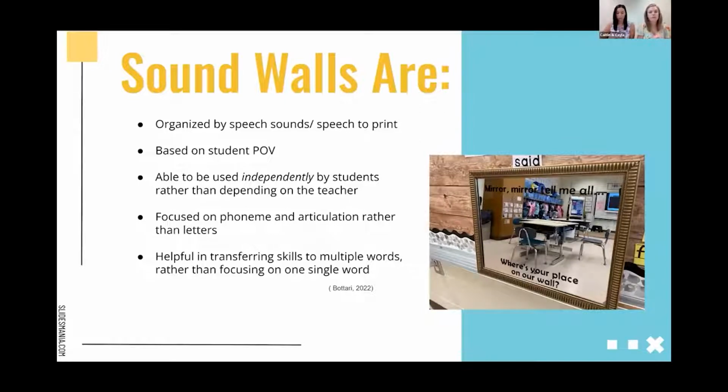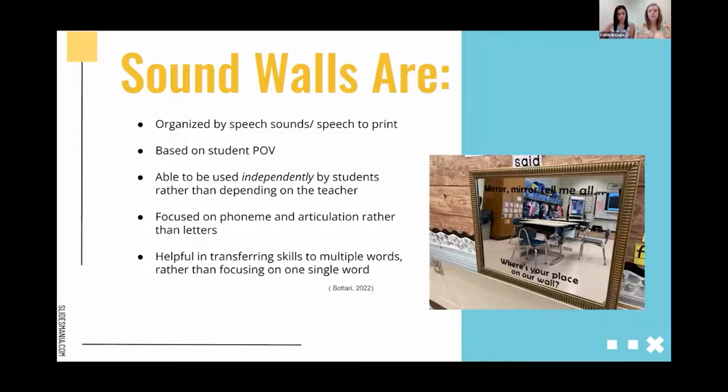Sound walls have a focus on phoneme and articulation rather than letters, and they're helpful in transferring skills to multiple words rather than focusing on one single word, which a word wall would do. So when we use our sound walls in the classroom, we take a word by hearing it first, and then we break it apart into the sounds that the students are hearing in that word. When they come to a part of that word that is unfamiliar to them, they can then go to the mirror and see what their mouth is doing in order to produce that sound that's unfamiliar.